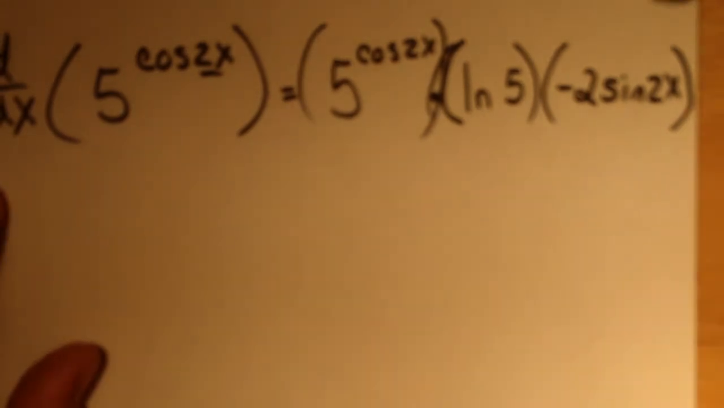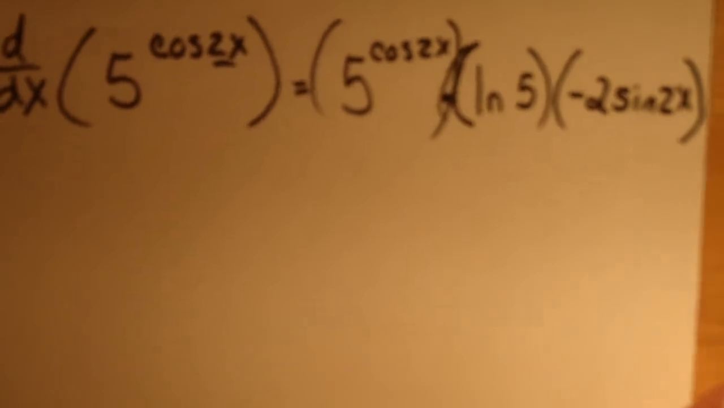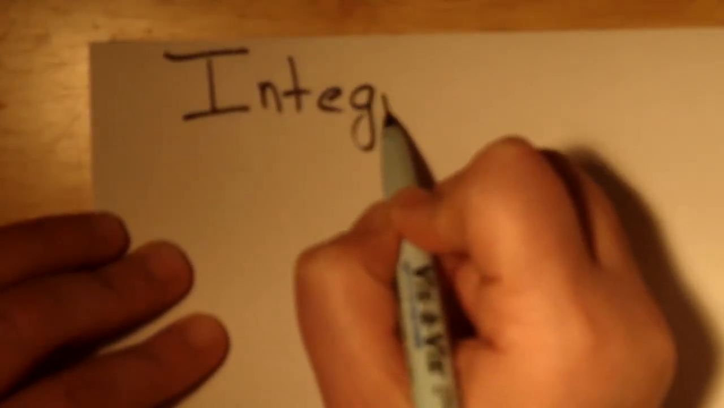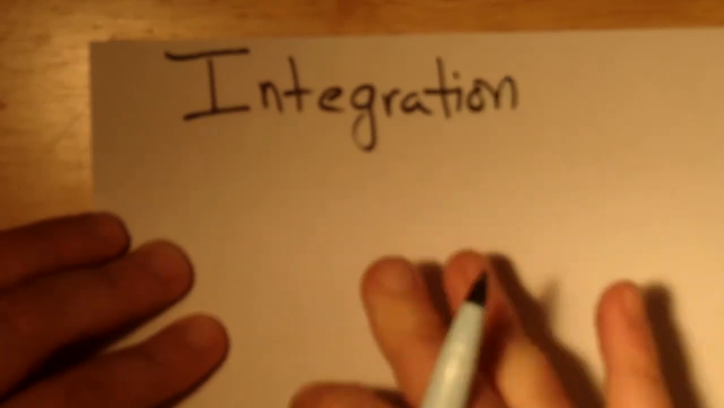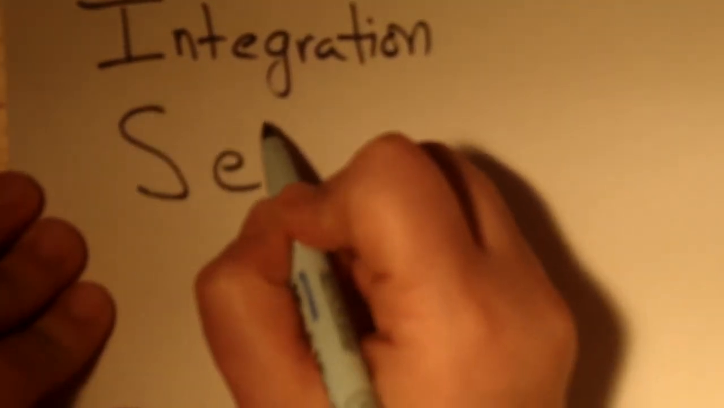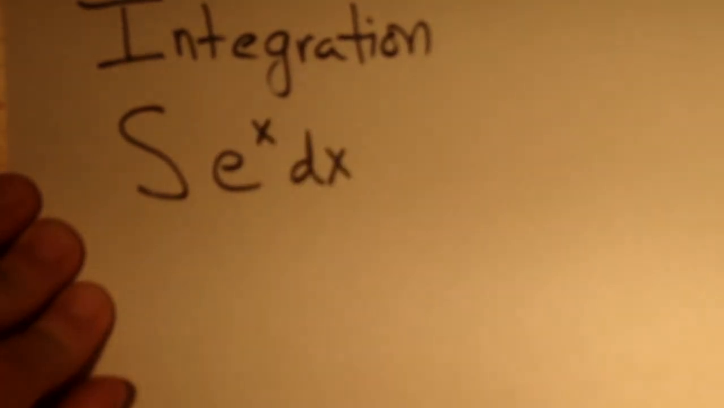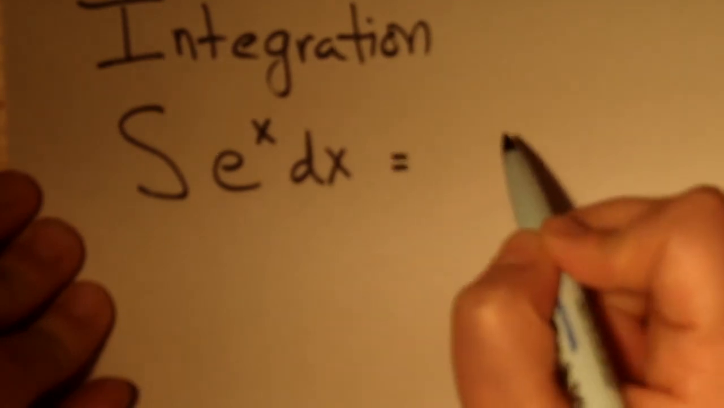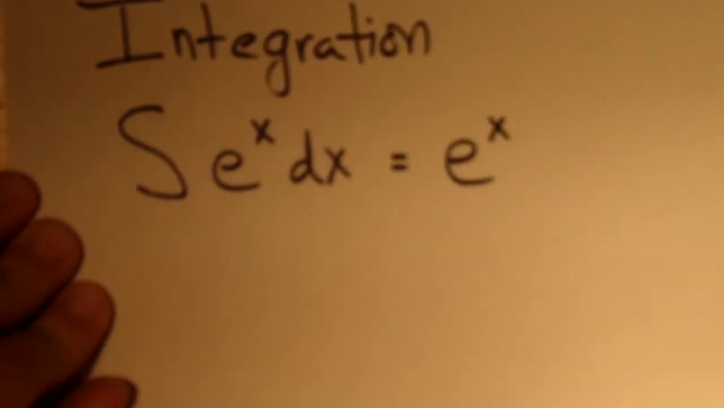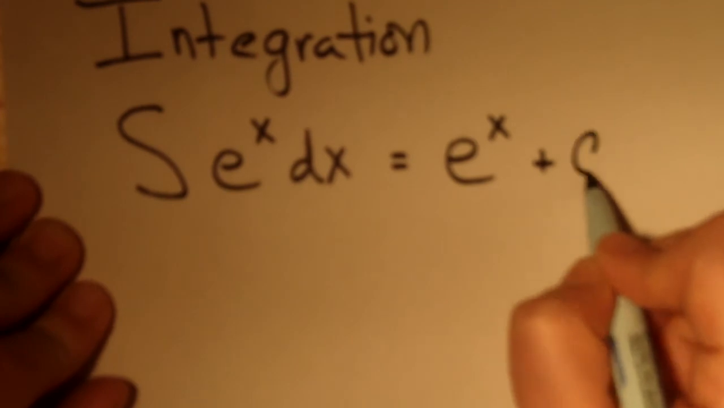Now, let's look at an example with integration. It's not going to surprise you that since e is its own derivative, when I go to integrate, I have to ask myself, what function has e to the x as its derivative? And that is, of course, e to the x plus some constant.